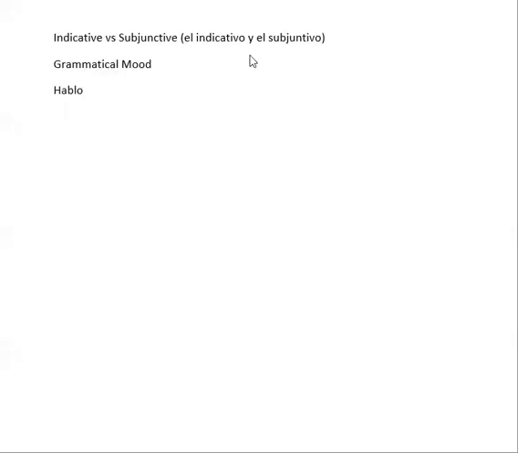All right, guys. So I just wanted to give you a quick breakdown of the indicative versus the subjunctive. Pretty much everything you've learned before today was the indicative mood. The indicative is the present, the preterite, the imperfect, the pretérito perfecto. All of that is in the indicative mood. Now, we've learned another one.